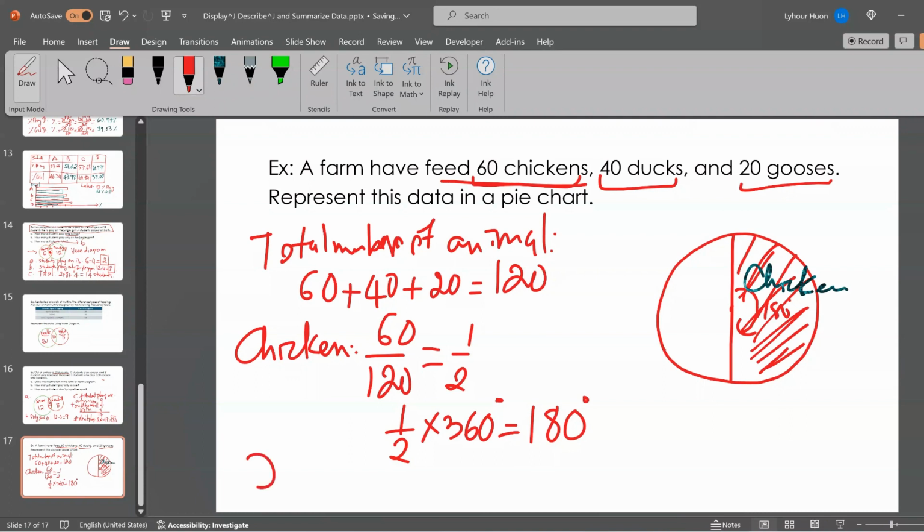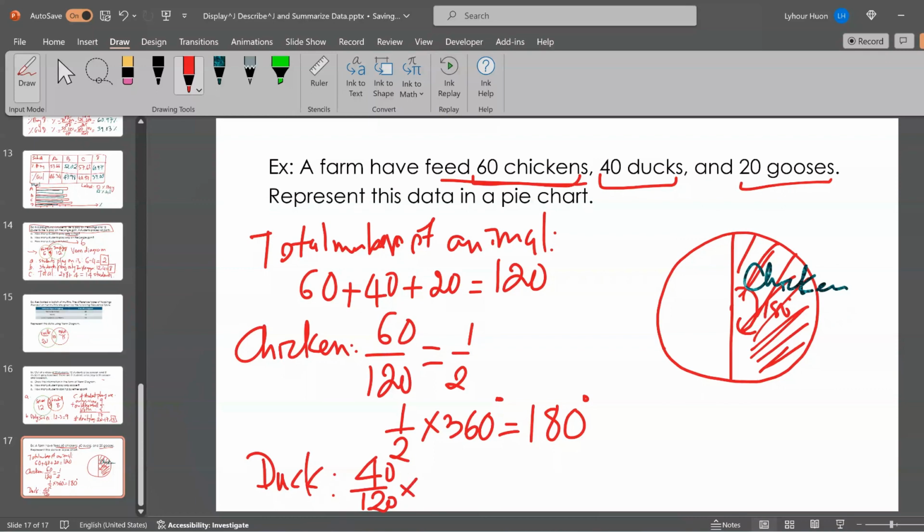Similarly, for the ducks, there will be 40 over 120 times 360 degrees. 40 times 360 divided by 120 is 120 degrees. Using the calculator, the result is 120, the exact same thing, and that made us confused.